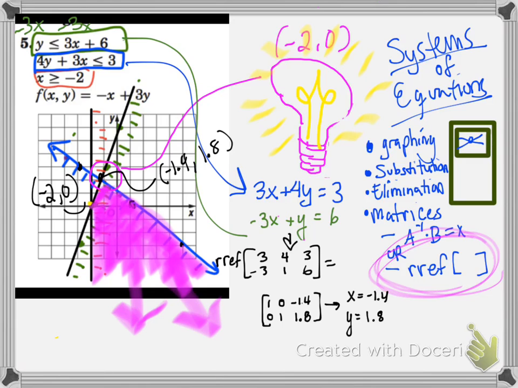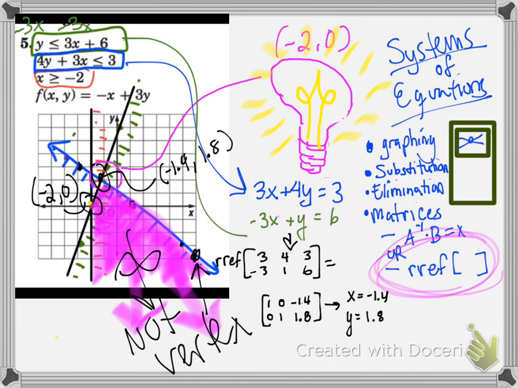Notice, these are not vertices. Just because your graph ends here, that has nothing to do with your corners. The corners of your region are only where boundary lines intersect, and there's only two of those, this one and this one. Alright, the next video will talk about how to evaluate those and take into consideration that this part continues on to infinity.